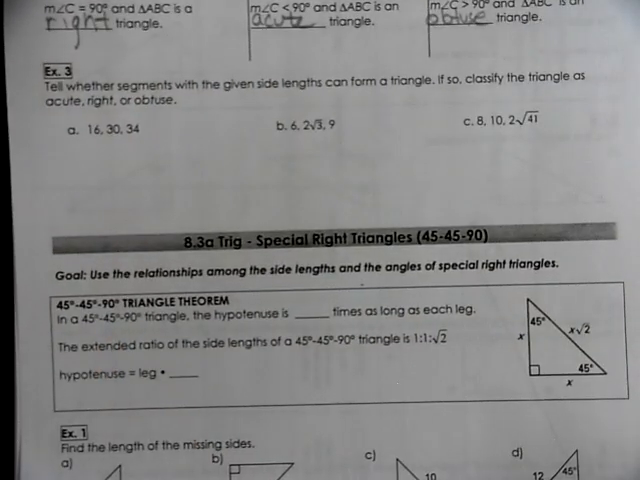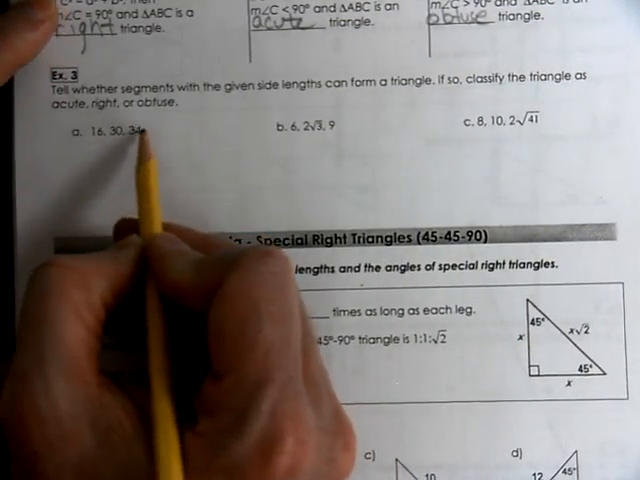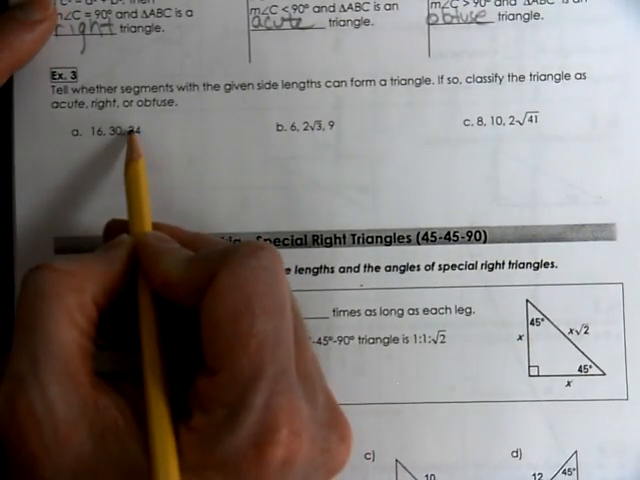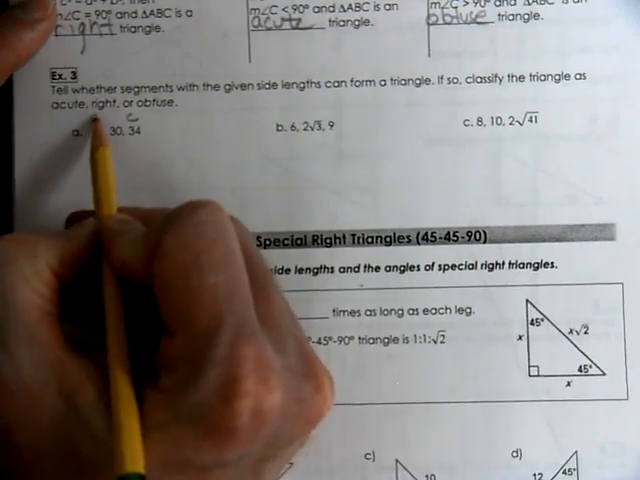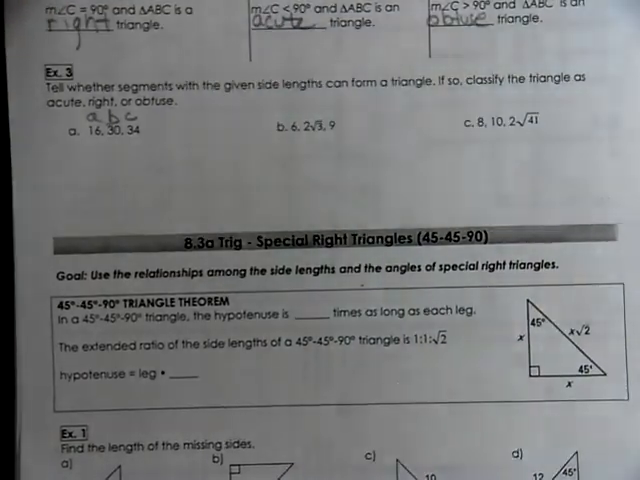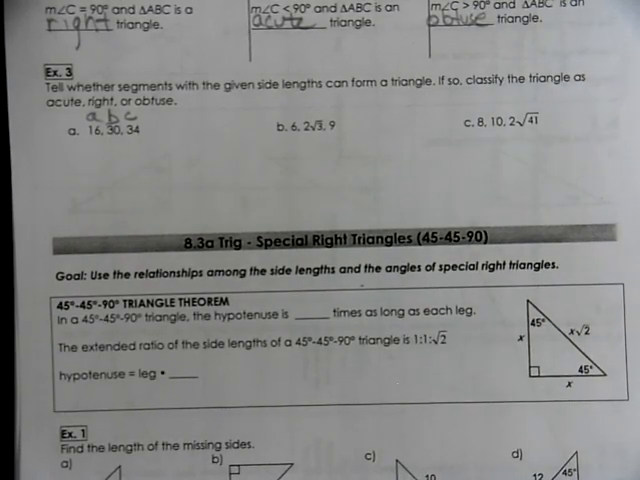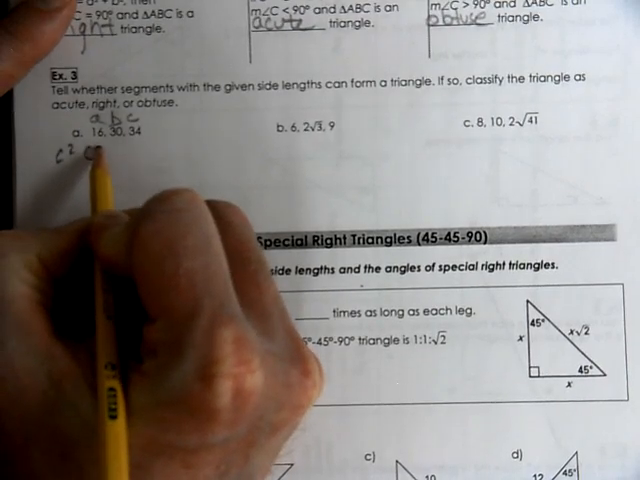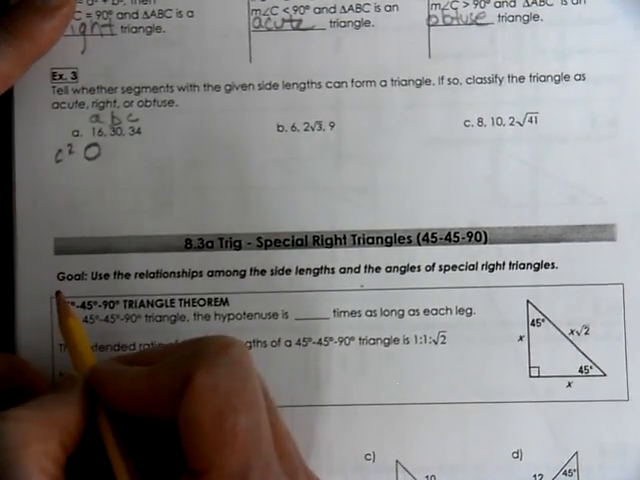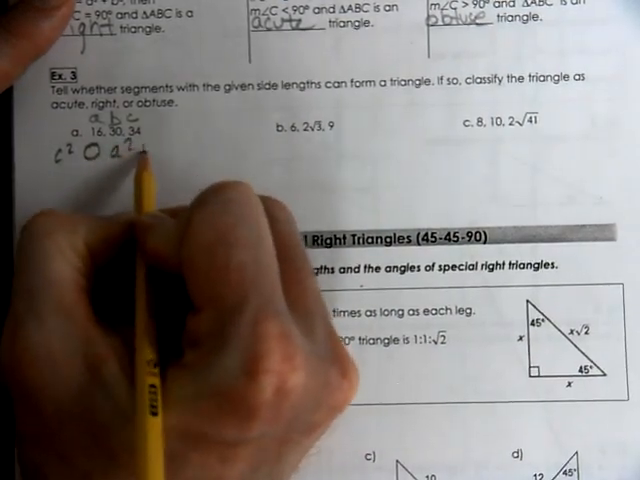So let's try these. We're going to set them up the same way. We're looking for the biggest side. Well, that's of course 37 or 34. That's A, and that would be B. A and B really don't matter which is which. But the C does matter. C has to be the longest side. So we're going to use C squared, and we're going to use a big circle because we're going to compare A squared plus B squared.